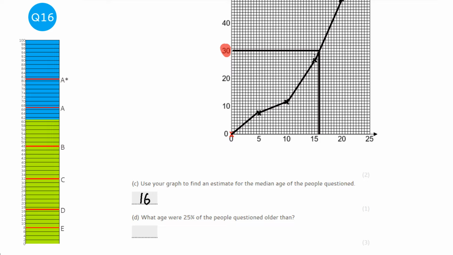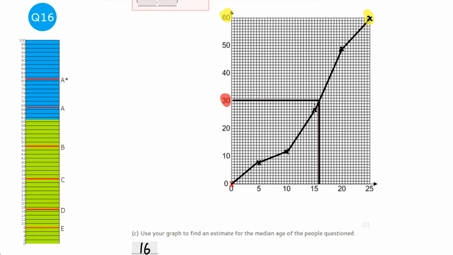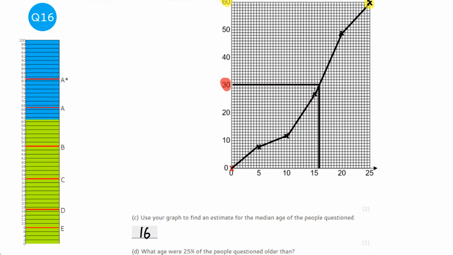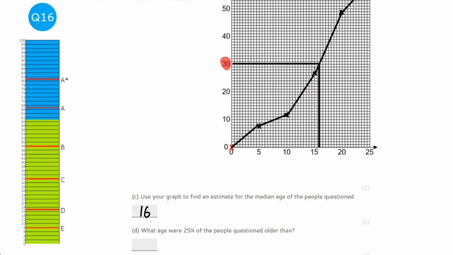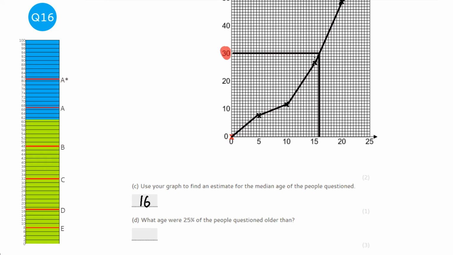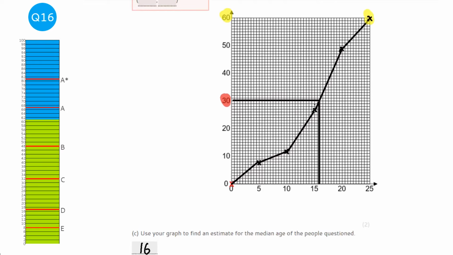Okay, this next question is slightly harder. It says, what age were 25% of the people questioned older than? So we need to find an upper quartile for this. And it's the upper quartile, not the lower quartile, because it's the age at which 25% of people are older than. So a quarter of the people are older than it.